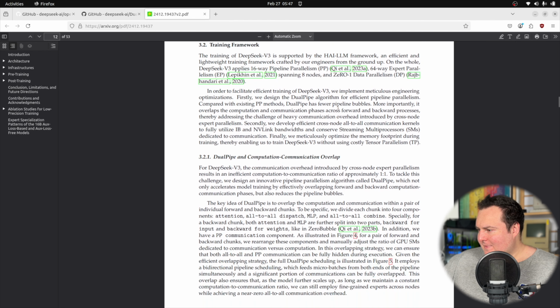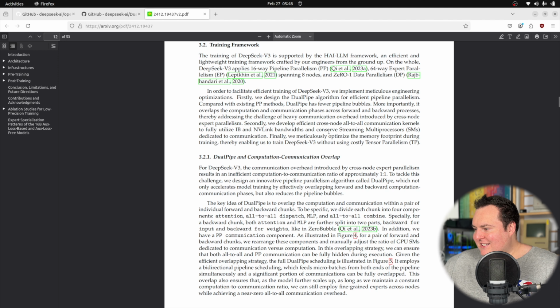So in order to facilitate the efficient training of DeepSeek V3, they implemented meticulous engineering optimizations. First, they designed the DualPipe algorithm for efficient pipeline parallelism compared with existing methods. It has fewer pipeline bubbles, which means it has fewer moments where things are not being utilized, so it is more efficient. It overlaps the computation and communication phases across forward and backward processes, thereby addressing the challenge of heavy communication overhead introduced by cross-node expert parallelism.